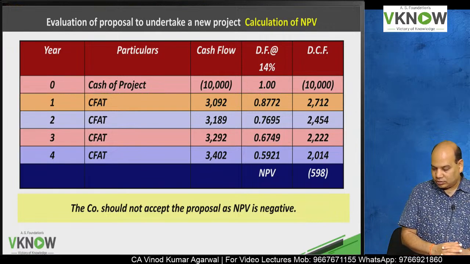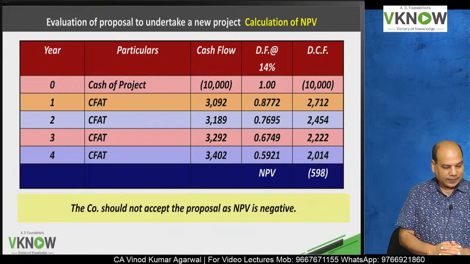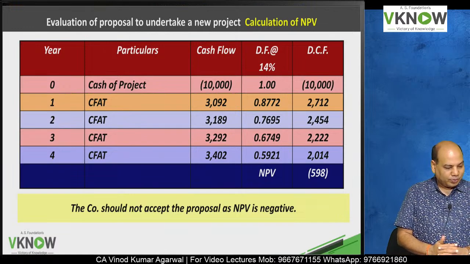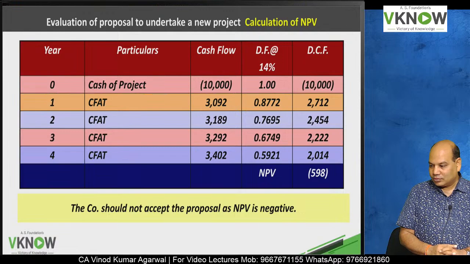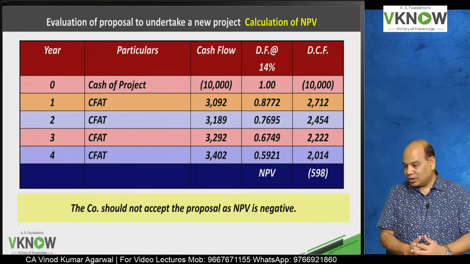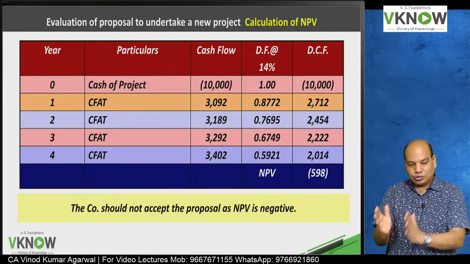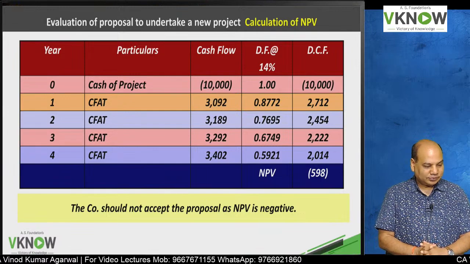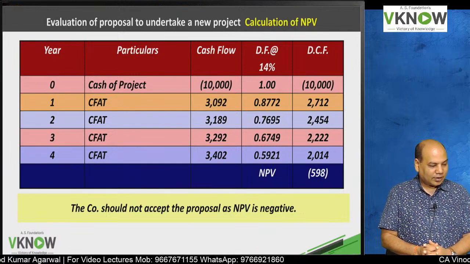Very good. Now you compute NPV. Discounting factor is 14%. Take the 14% factor. After that, multiply cash flow into PV factor and solve.